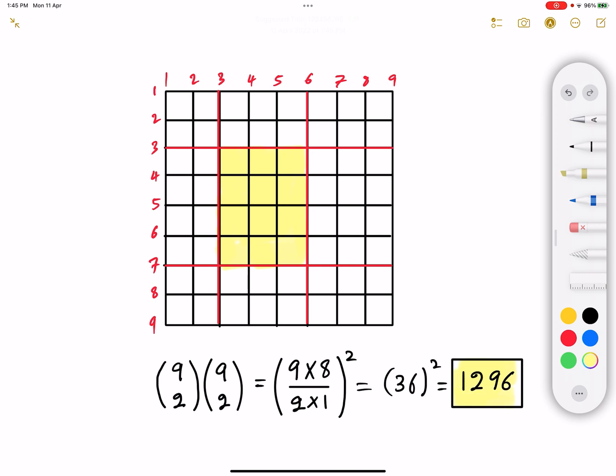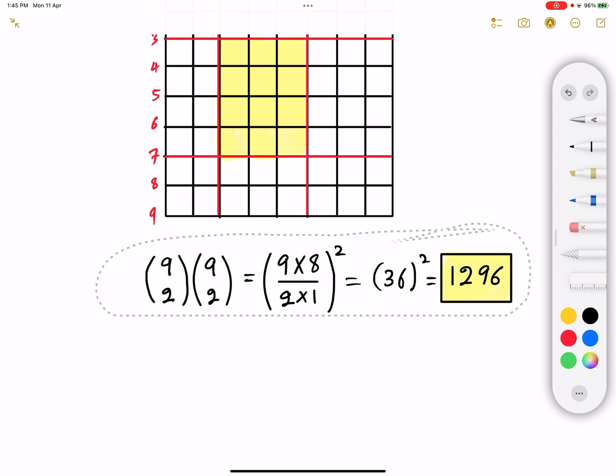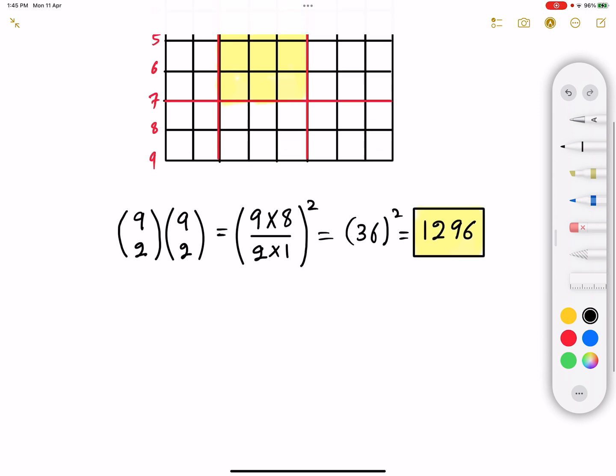So that's the intuitive answer here. But we can also try to get to the same answer using a different method. How? First of all, let's look for single squares. How many squares do we have in this shape? We have one square, or one rectangle.